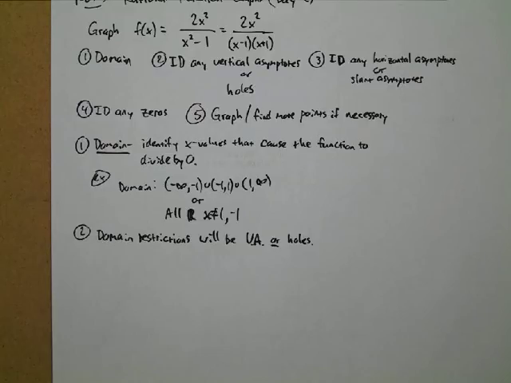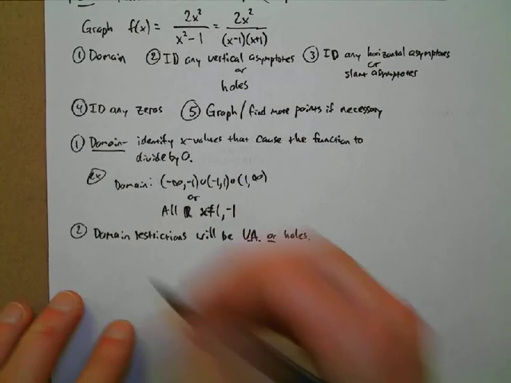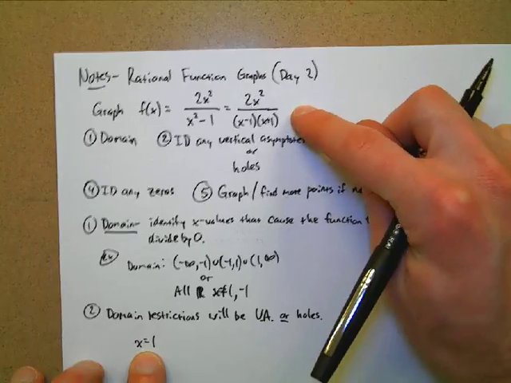Okay, so our two domain restrictions here are 1 and negative 1. So x equals 1. Is that going to be a hole or a vertical asymptote? Well, what do we see up here in the function? Does the x minus 1 in the denominator cancel out with an x minus 1 in the numerator? No, it doesn't. So it's a vertical asymptote.